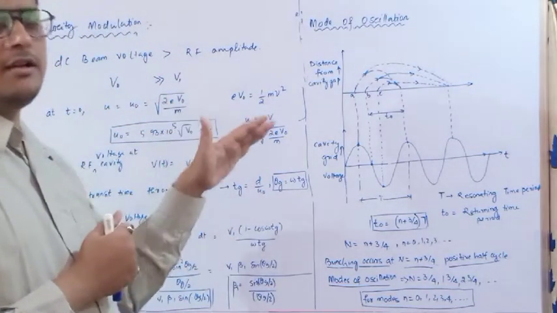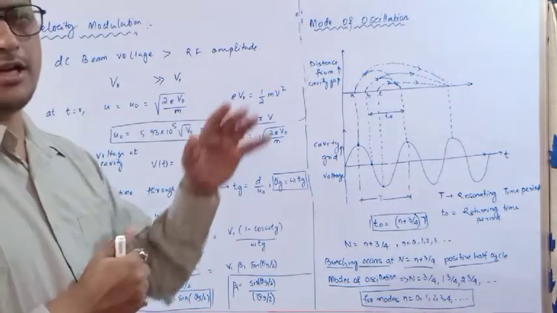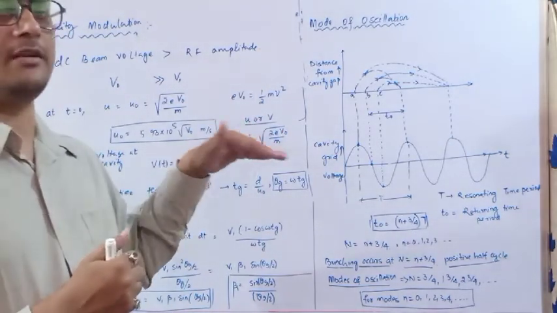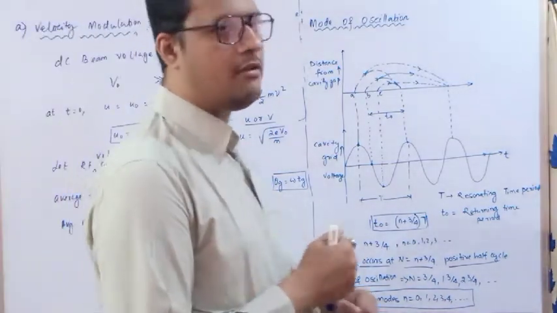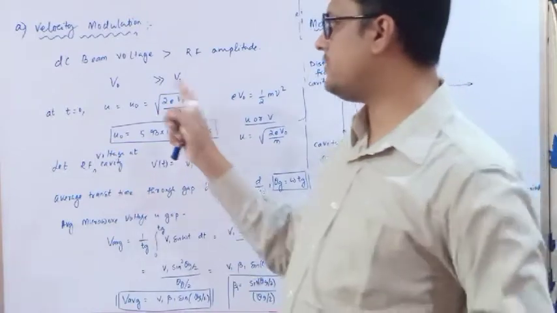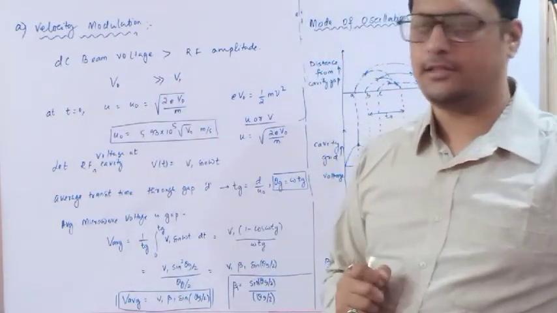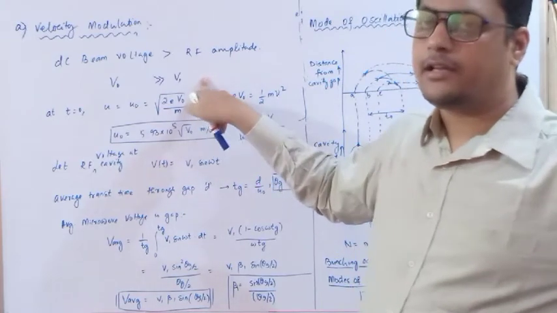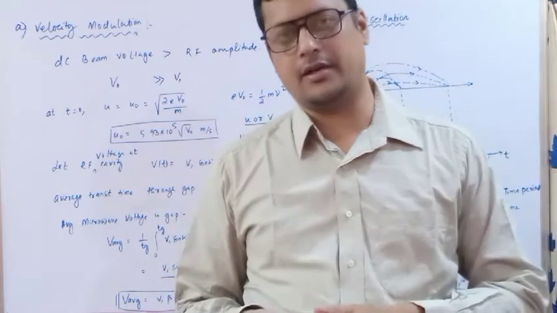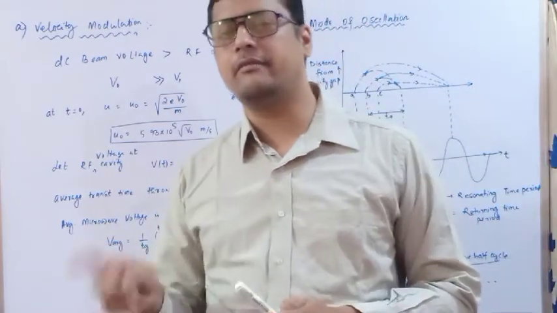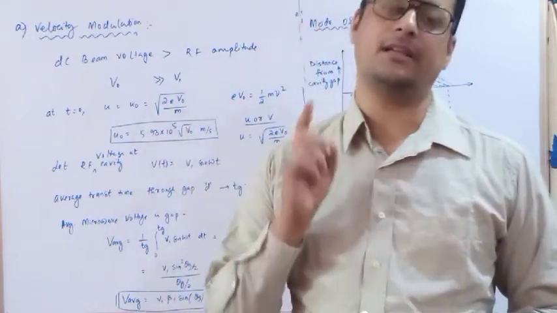With the help of those assumptions, we will derive all these things with respect to time also. As you can see here, I have written V0 is much greater than V1. That means the DC beam voltage is greater than the RF potential. Why are we taking the RF potential as less? Because we need to increase the frequency component. A high frequency component means the wavelength is less, and a smaller wavelength means the potential requirement must be less.